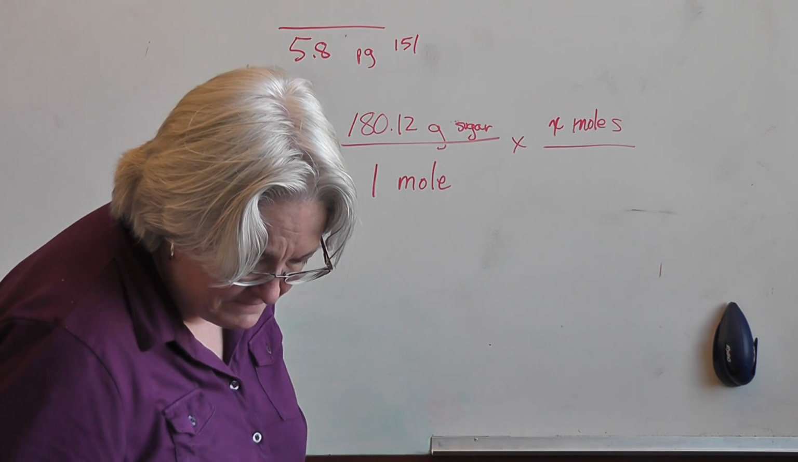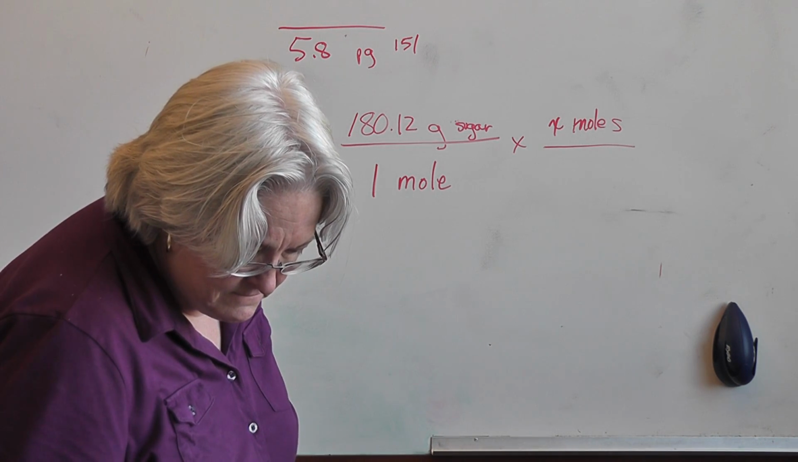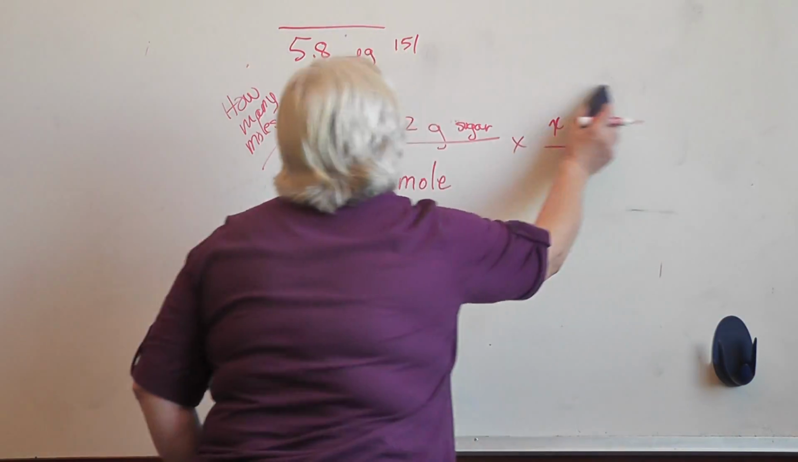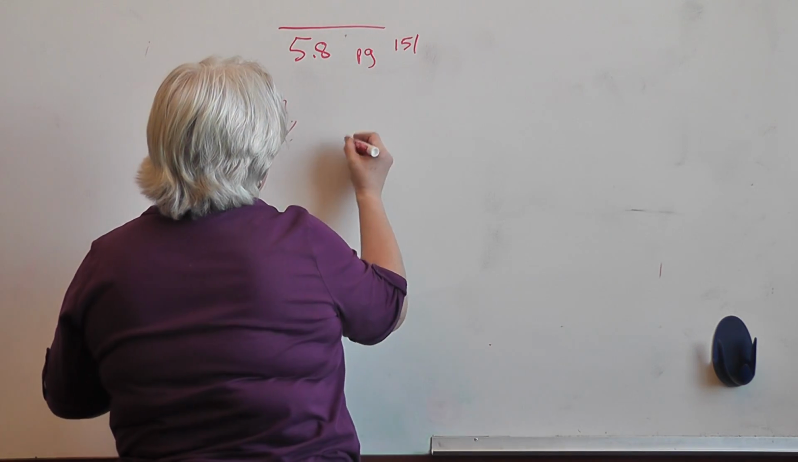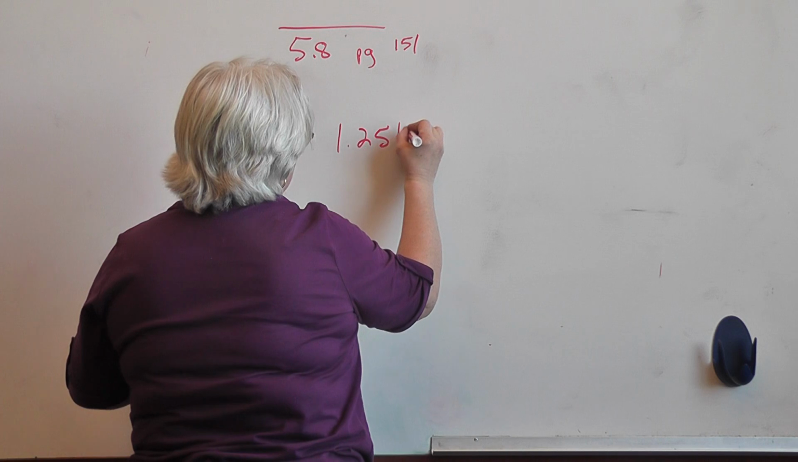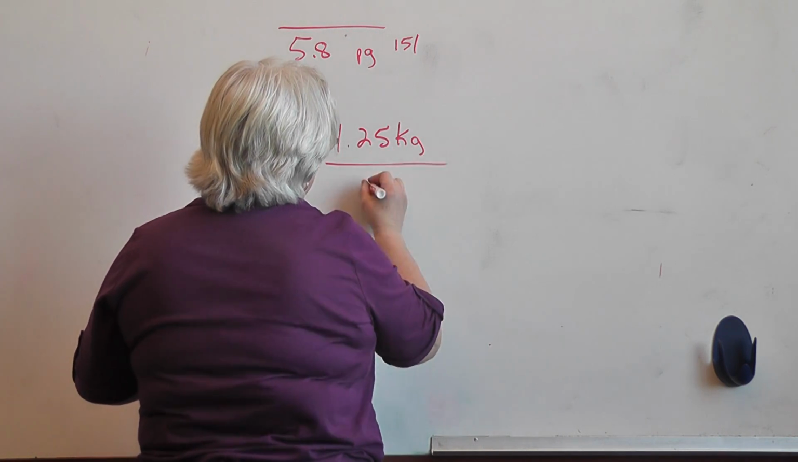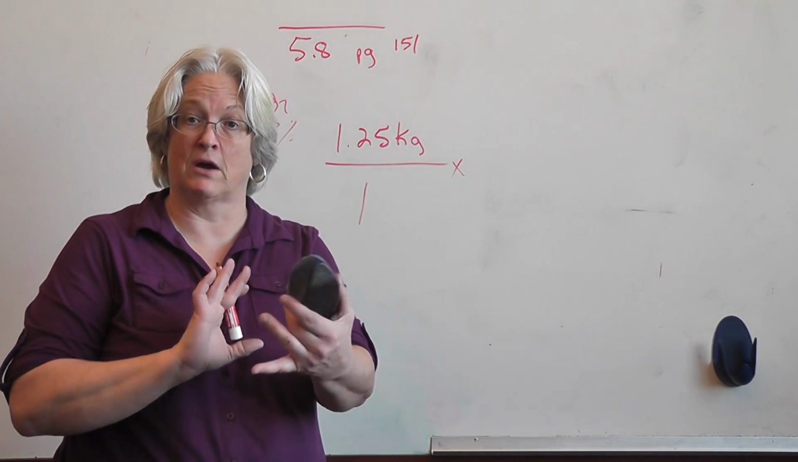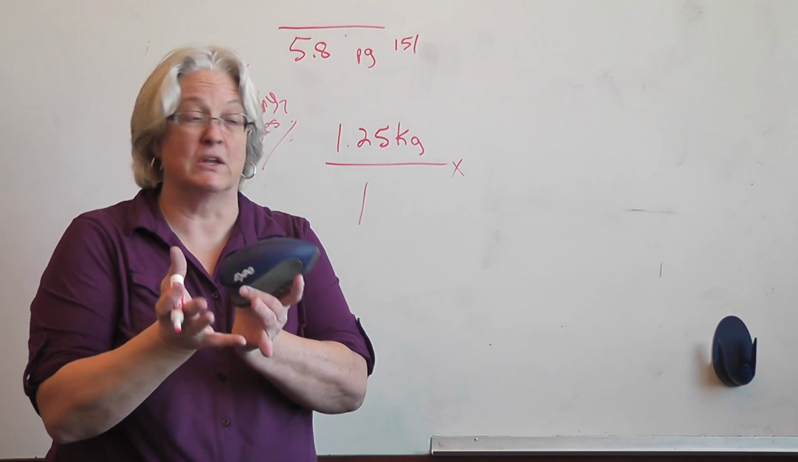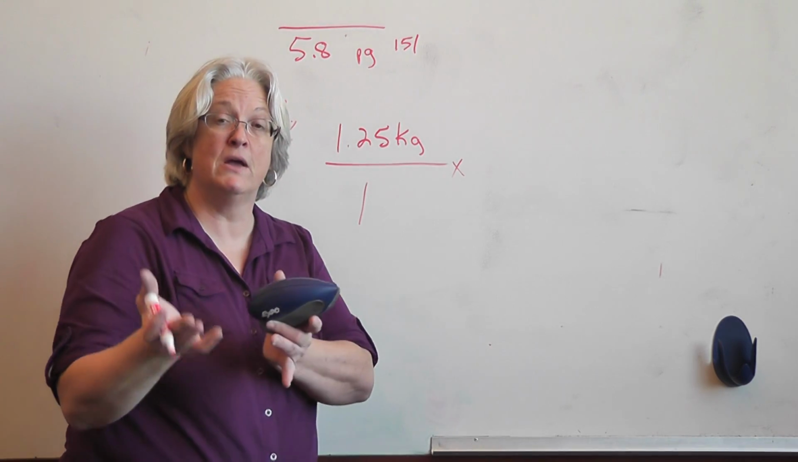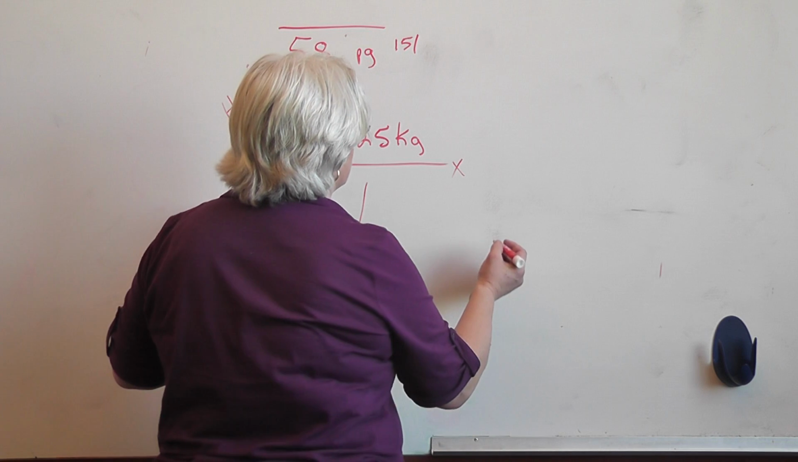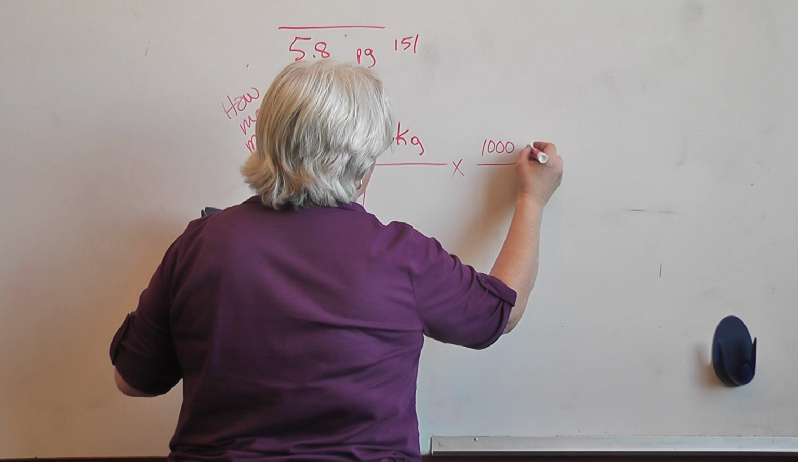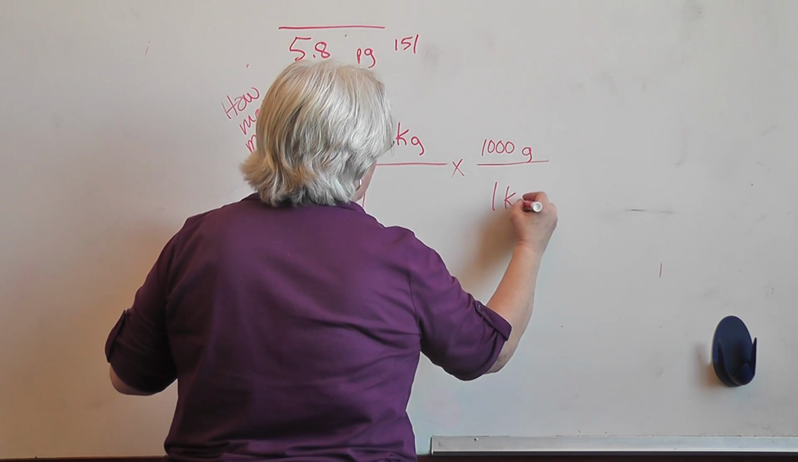I've got it upside down. We want to put the amount of sugar that we have. We have 1.25 kilograms of sugar. We're going to take that down to grams because what we're using to calculate our moles is grams, not kilograms. So how many grams are there in a kilogram? There are 1,000.